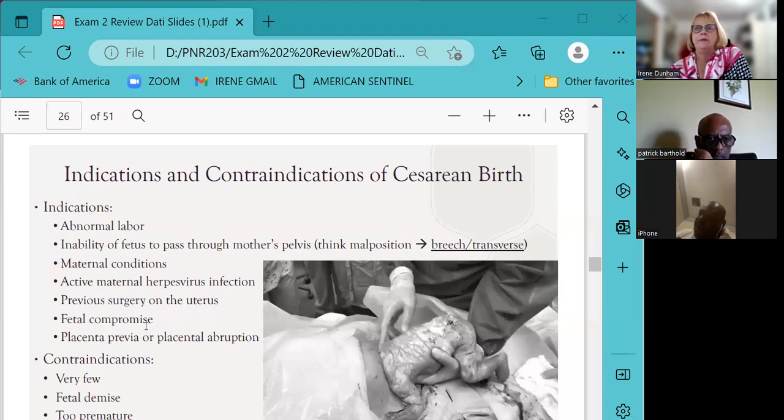Fetal compromise. If your baby has late decelerations, you're going to get a C-section, because lates are lates. And placenta previa, we talked about that earlier, you're definitely going to have a C-section, because that placenta is laying right over that internal os. So there's no way that baby can come through there. Or we have placenta abruption, we definitely have to do a cesarean, because the placenta is coming off the endometrium. That is never good, and that's actually an obstetrical emergency. Okay.